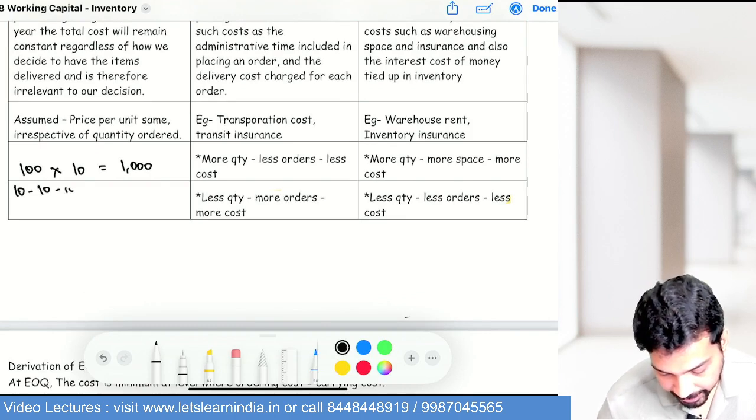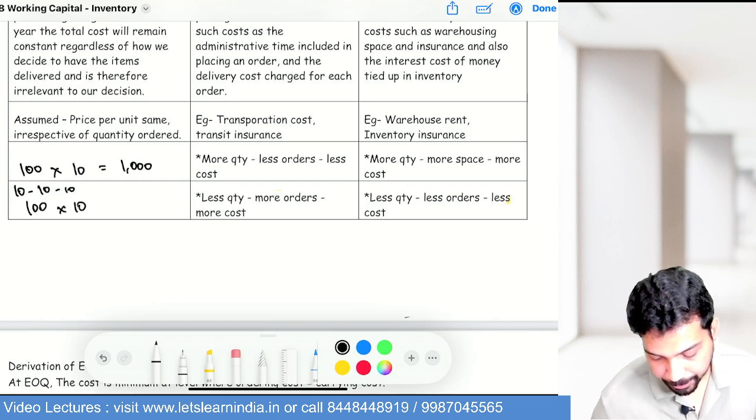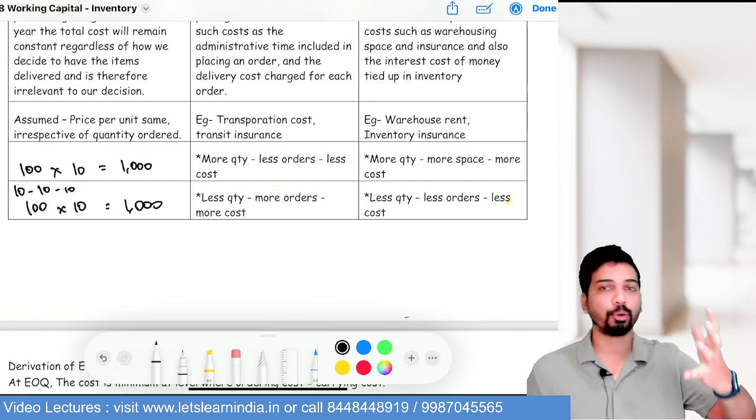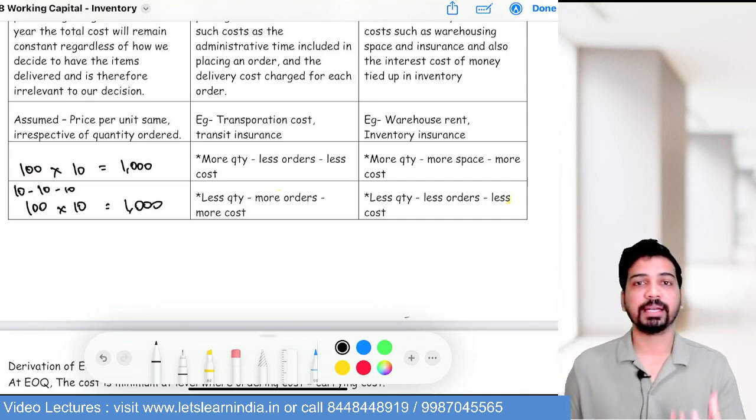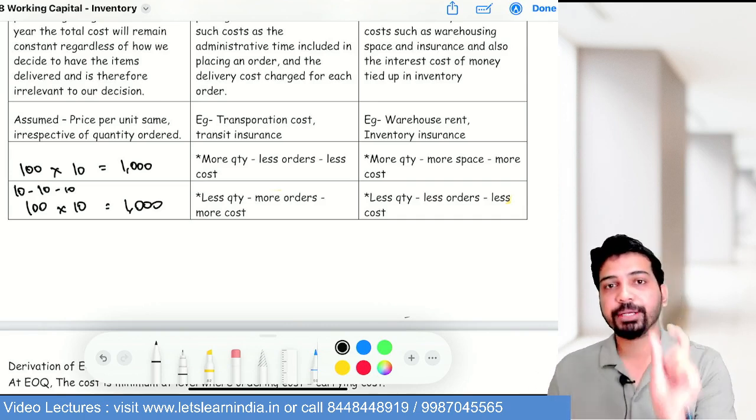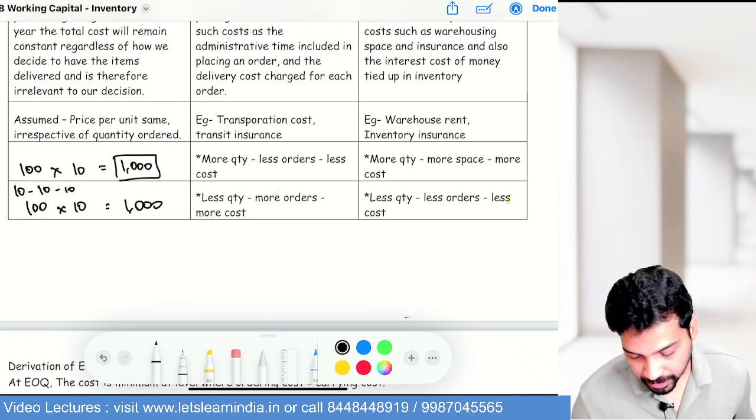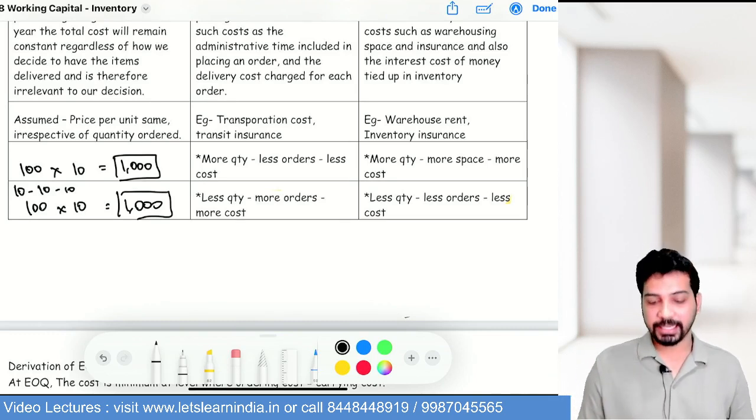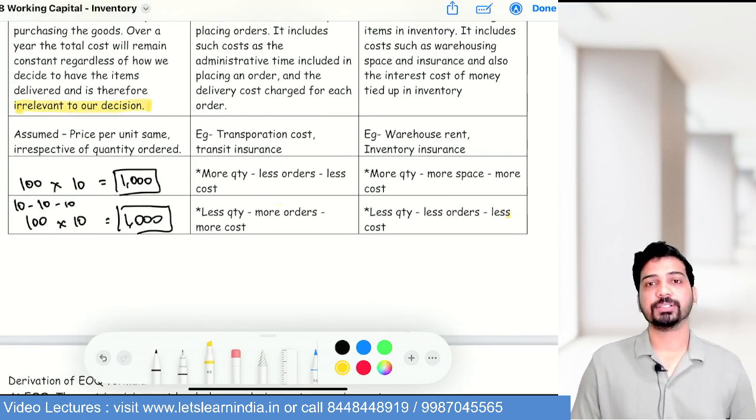Now you decided that you'll only take 10 packets at a time. So you'll order 10, 10, 10, 10. But you will still end up consuming how much? 100. And you'll pay 10 per packet, which will result in 1000. So purchase price is the price that you pay to procure that product. Now this price remains constant. That 10 rupees price will remain constant whether you purchase 100 or 1000. So the price per unit will remain the same, which means your total cost of purchase will always remain the same irrespective of the quantity that you order. So that is the very reason why purchase cost becomes irrelevant for a decision.